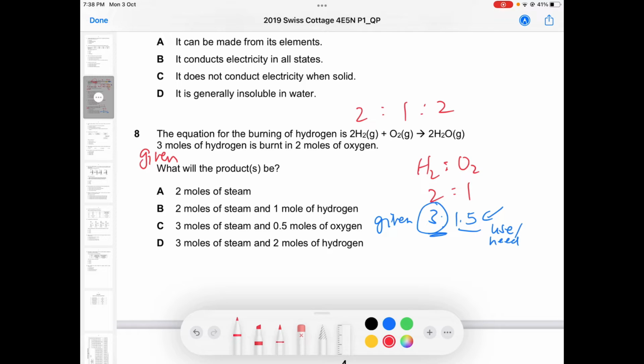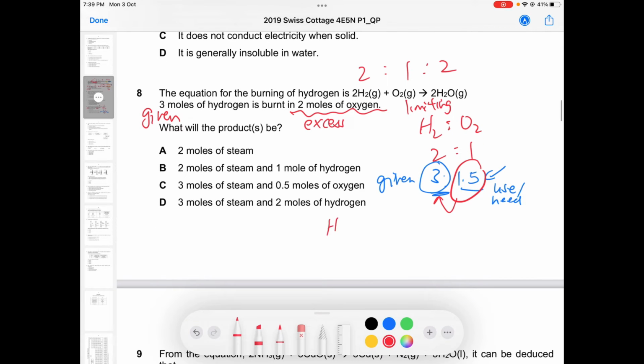However, according to the question, I'm provided with 2 moles of oxygen. So this is in excess, because I'm provided with 2 moles, but I only need 1.5 to react with 3 moles. So my hydrogen is the limiting. So let's take a look at the reaction again. 2 units of hydrogen reacts with 1 unit of oxygen, and this will produce 2 units of water or steam.